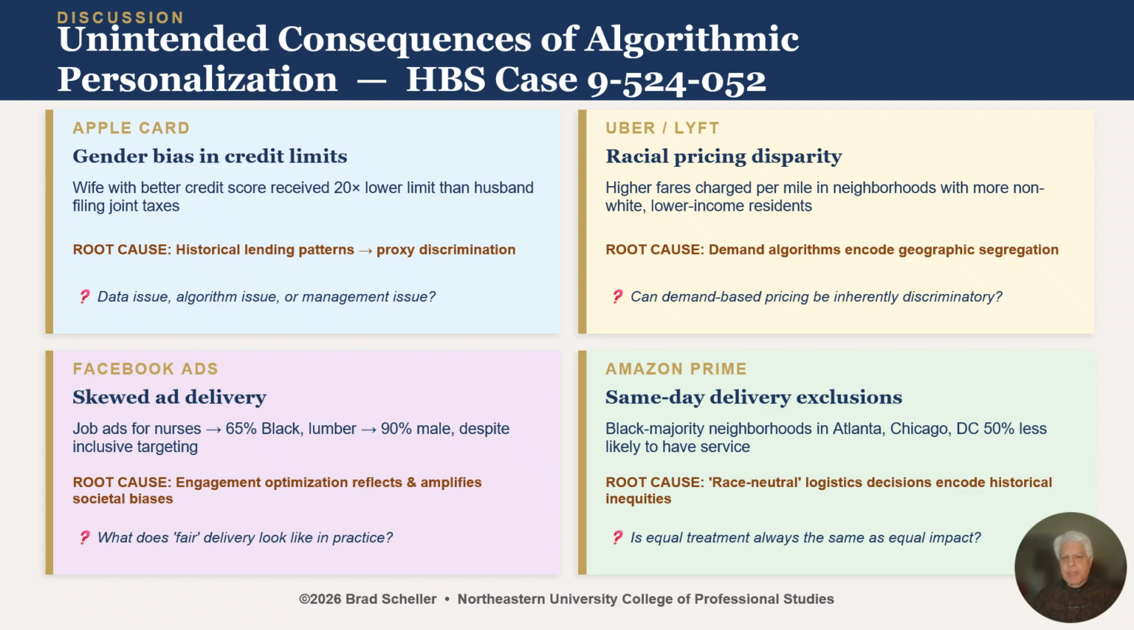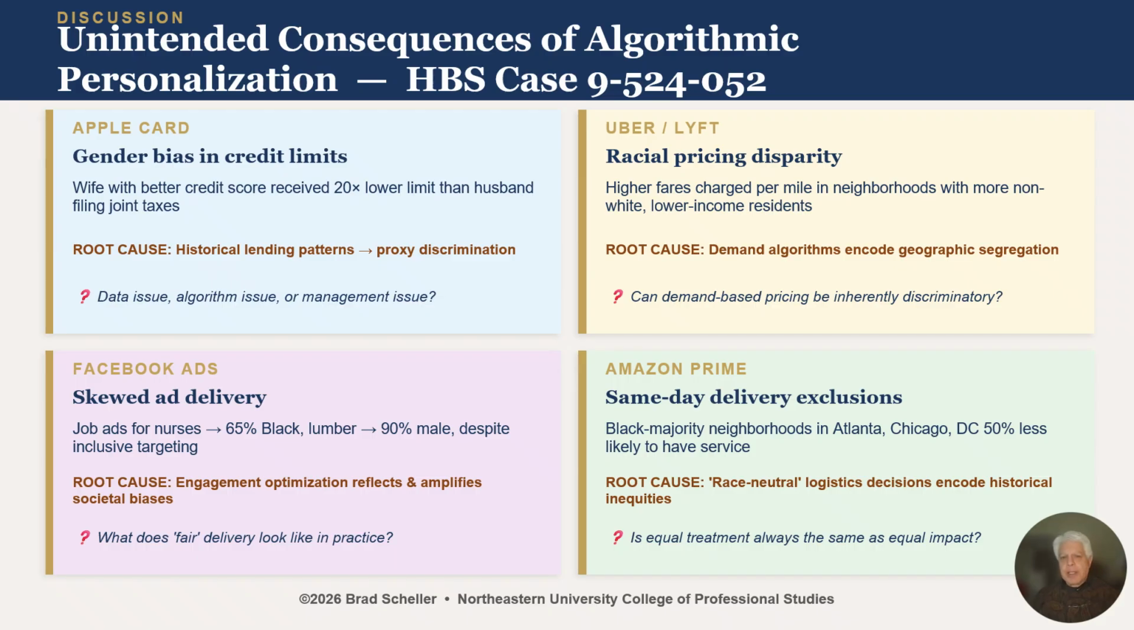Now, Facebook. A job advertiser creates an ad for a nursing position and targets it broadly, all genders, all races. Facebook's algorithm delivers it to 65% Black users because that's who its engagement model predicts will click. A lumber company ad goes to 90% male users. The algorithm is doing exactly what it's optimized to do. The question is whether that optimization is acceptable.